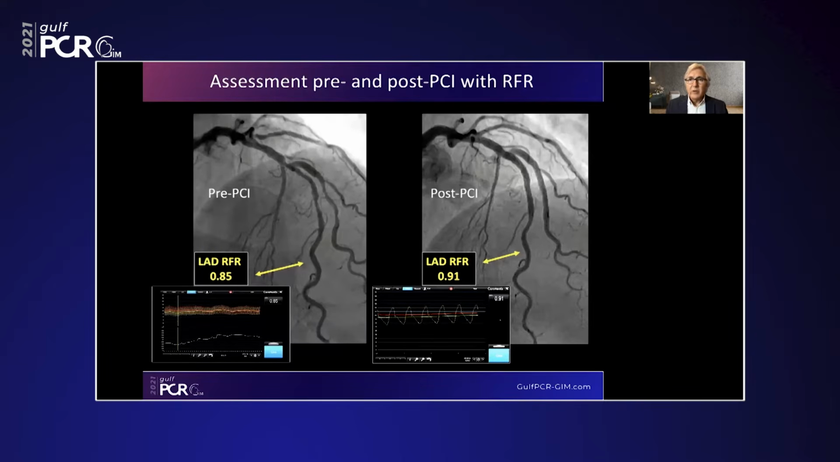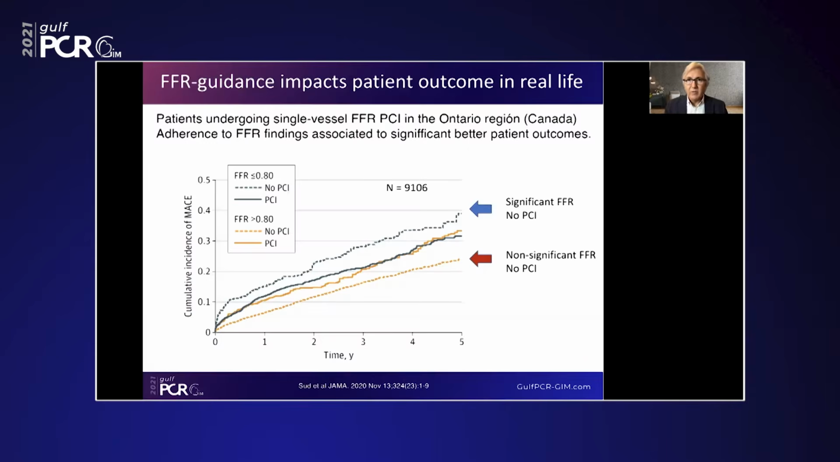This is an example of how in clinical practice we assessed this patient with a long pattern of disease in the left anterior descending, and based on the pullback pressure with RFR, performed stenting, reassessed the result at the end, and ensured that we had achieved a good functional result of the PCI.